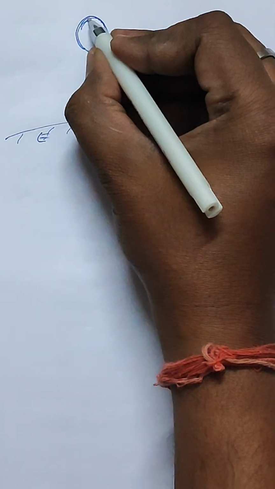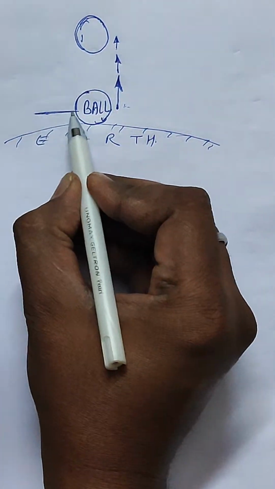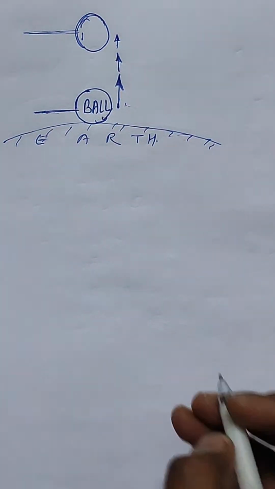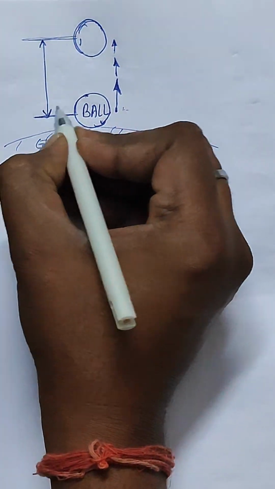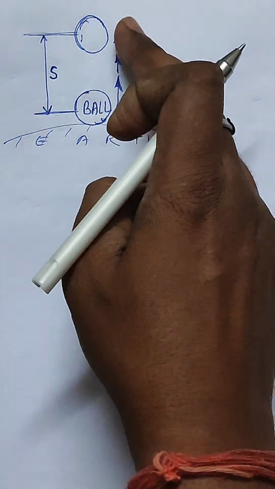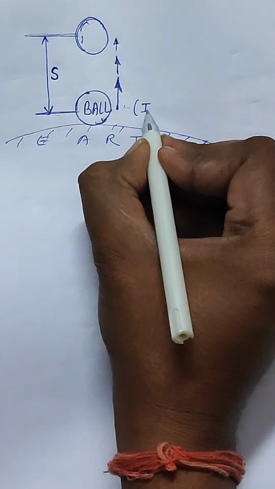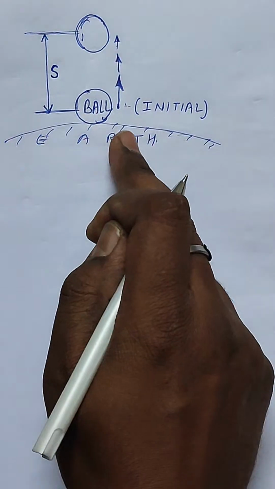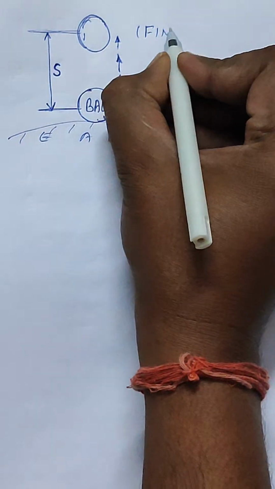Now the question is, till what height does this ball reach? What is the maximum height attained by this ball? Let us assume S as the displacement from the initial position to the final position. So this position is initial, the very first position, and this is the final position of the ball.